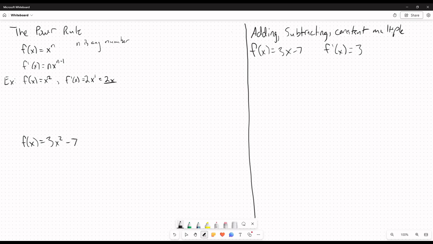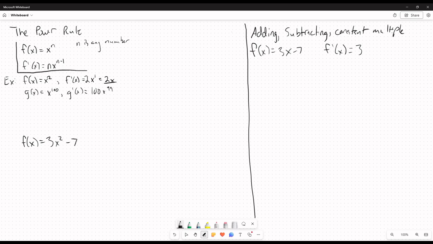Let's do one more kind of big example. Let's name our function something else, maybe g. Let's look at g of x equals something like x to the 100. Then g prime of x is going to equal 100 x to the power of 99. We take the power up front, and then our new power is 1 less.